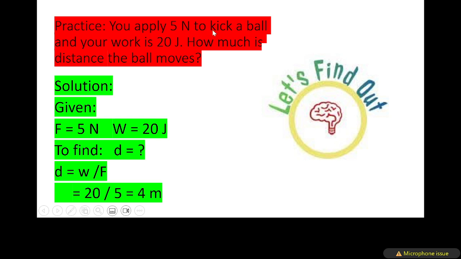Another question. You apply 5 Newton to kick a ball and your work is 20 joule. How much is the distance the ball moves? Here the question is different. You have to find the distance. Here is the solution. In green, what are the things given? F is 5 Newton. 20 joule is the work. What to find? Distance equals question mark. The formula for distance will be work divided by force. So 20 divided by 5 equals 4 meter is the answer.